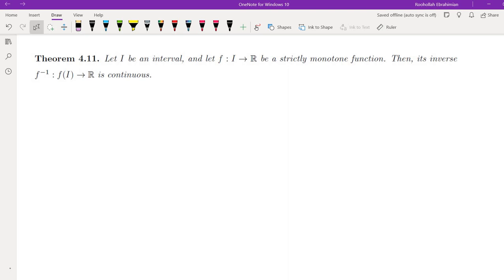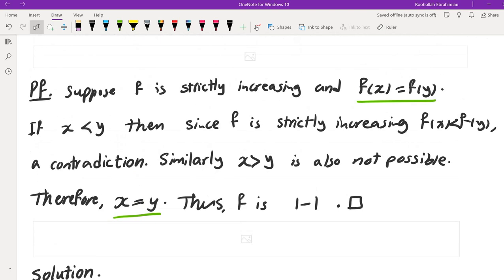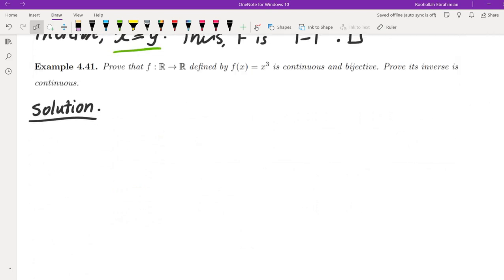The proof is a little bit complicated. So what I'm going to do is prove this theorem for a specific function, f of x equals x cubed, and then we will get to the proof of the general theorem. Before that, we will talk about this theorem for a specific case.